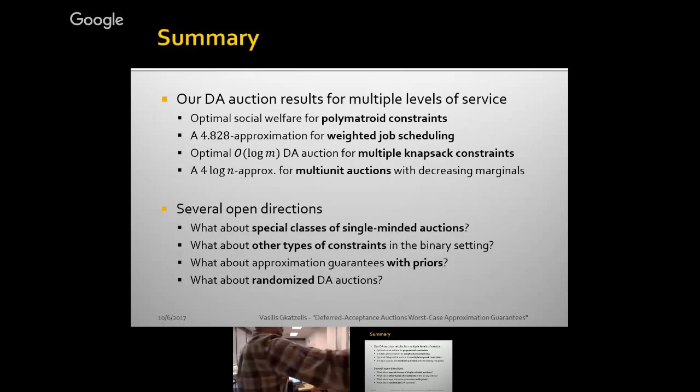Even more generally, we have not used priors. All of our results are worst case. If you know a distribution about the values, you could do much better. This is public information, but there are no deferred acceptance auctions that use priors. And finally, one that I'm actively working on: all of the statements that we have are about deterministic mechanisms. If you allow randomization, it's not clear. You can potentially do much better than that.